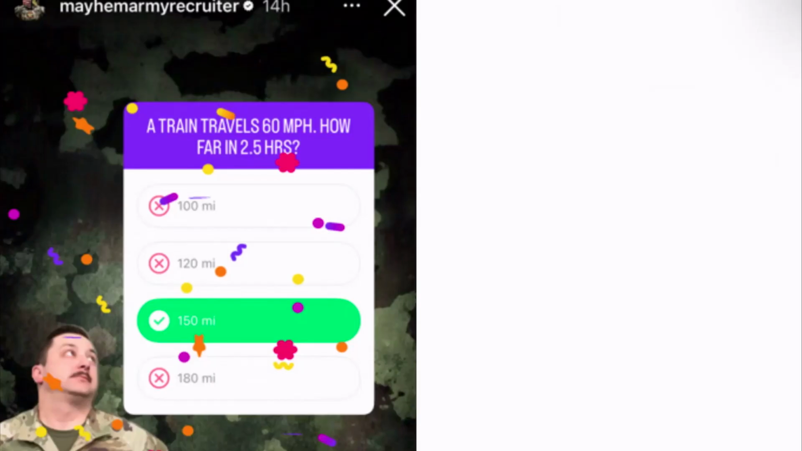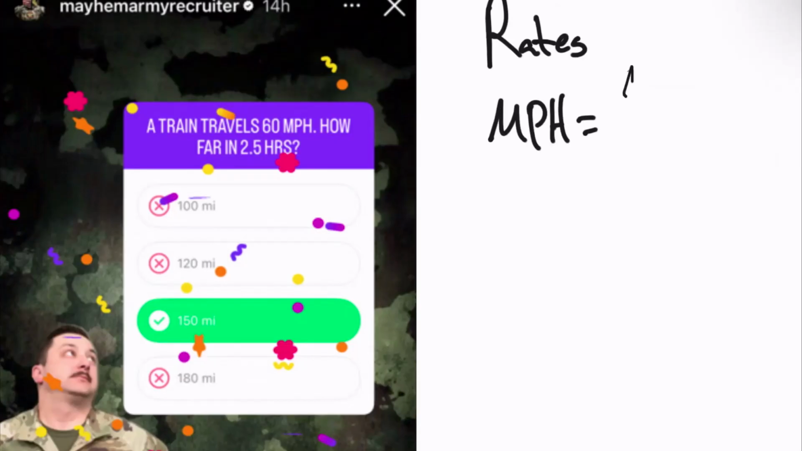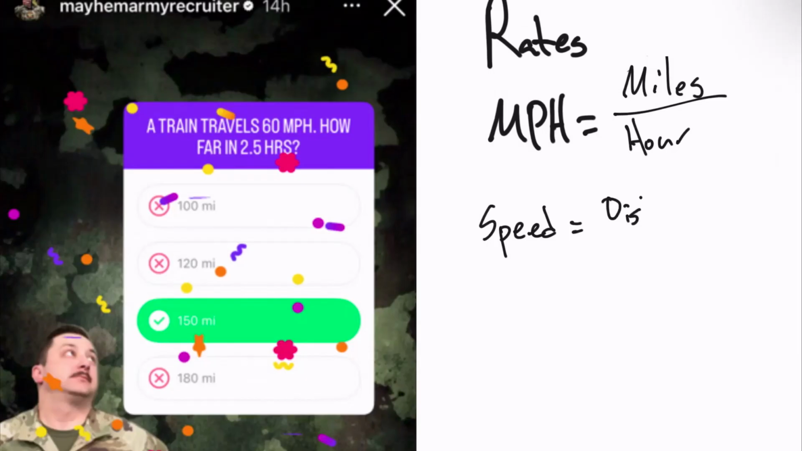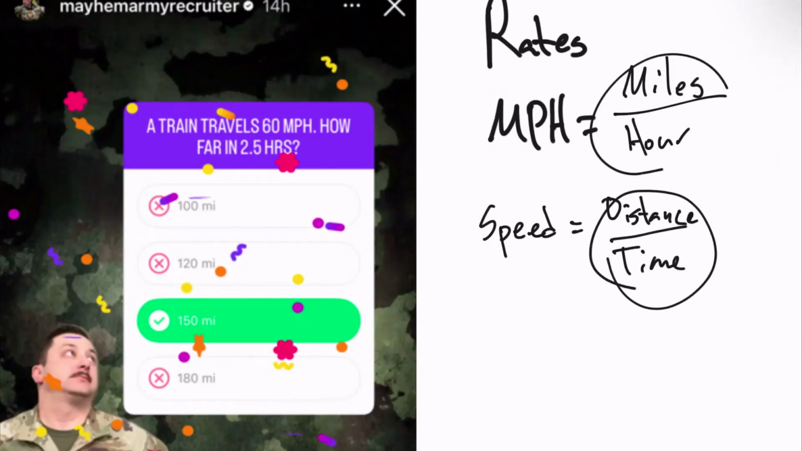All right, so the question is, a train travels 60 miles per hour. How far in 2.5 hours? This is a great question about rates. Whenever you see miles per hour, what that means is a certain amount of distance per hour, and that's what speed is. Speed is equal to distance over time. And in this case, it's miles per hour.